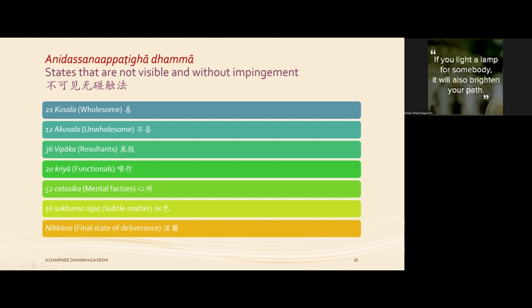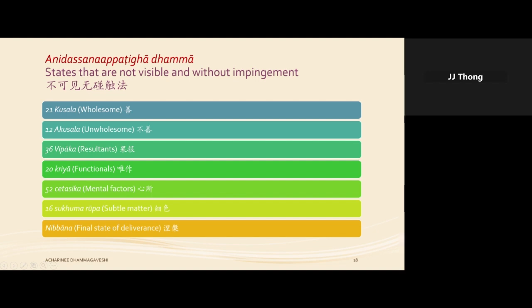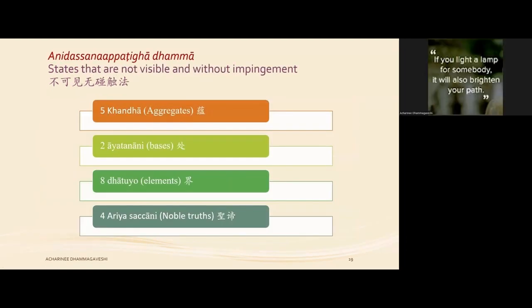Now we come to the final term, Anidassanaappaṭighā Dhammā. States that are not visible and without impingement. So here we get the 21 Kusala, 12 Akusala, 36 Vipaka, 20 Kriya, 52 Chetasika, 16 Sukuma Rupa, and Nibbana. Now these dhammas are classified under 5 khandha, 2 ayatana, 8 dhatu, and all 4 Arya Satya.